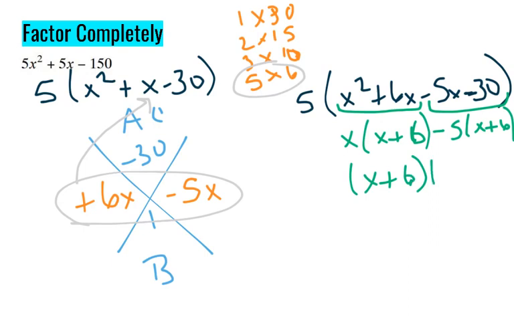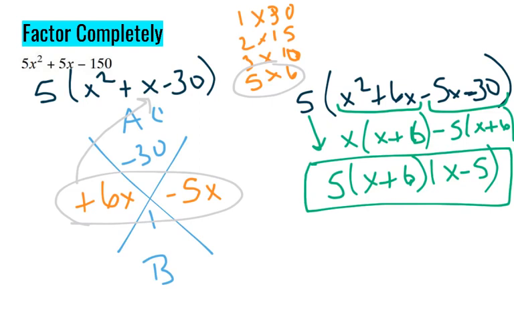And then what am I left with? That x minus 5. And I'm almost done. I just have to make sure I don't forget about this 5. So all we're going to do with him is drop him down, put him out front. And now I have my factors.